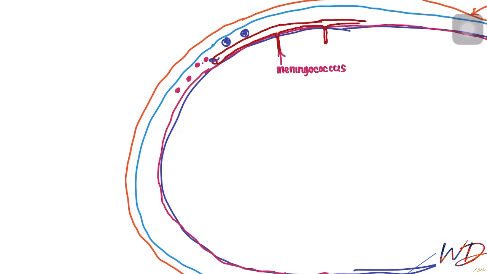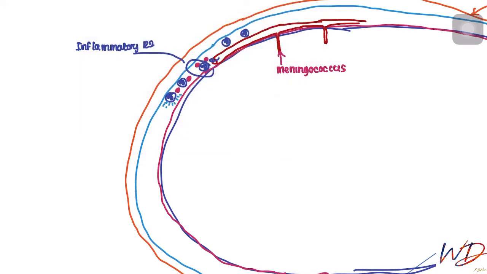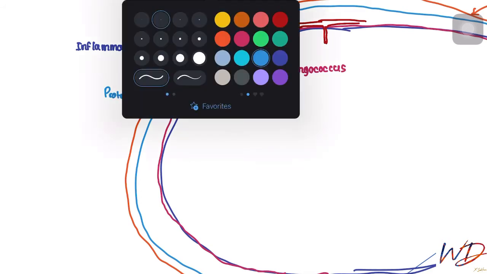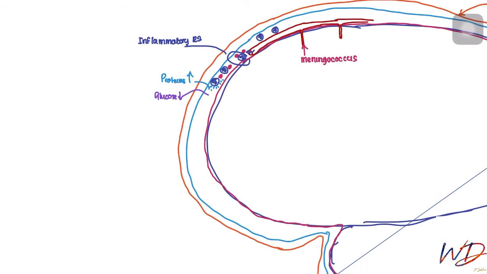There's going to be white blood cells coming here and there's going to be an inflammatory reaction here. So what is going to happen is there's going to be white blood cells coming in. There's going to be substances produced. There's going to be proteins produced. Glucose, which is normally present in CSF, will be taken up by the white blood cells, and that will reduce.